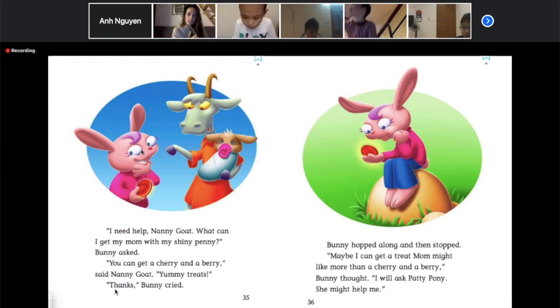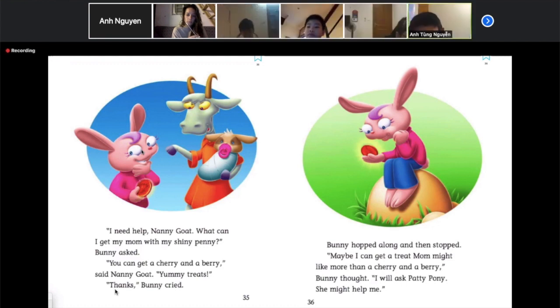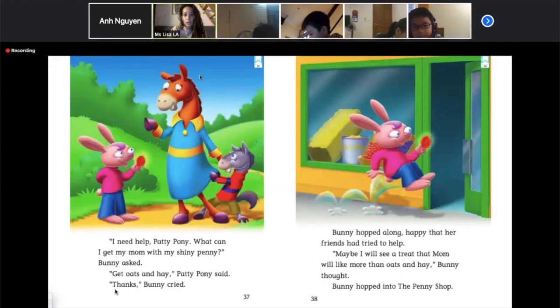Bunny hopped along and then stopped. Maybe I can get a treat my mama will like more than a cherry and a berry. Bunny thought, I will ask Patty Pony. She might help me. Good job. All right, Goku, you ready for the next page?